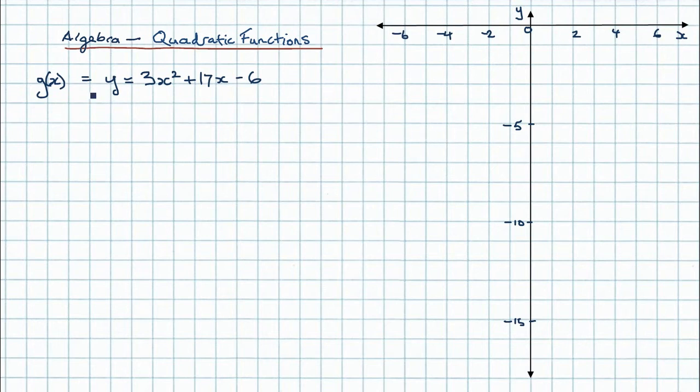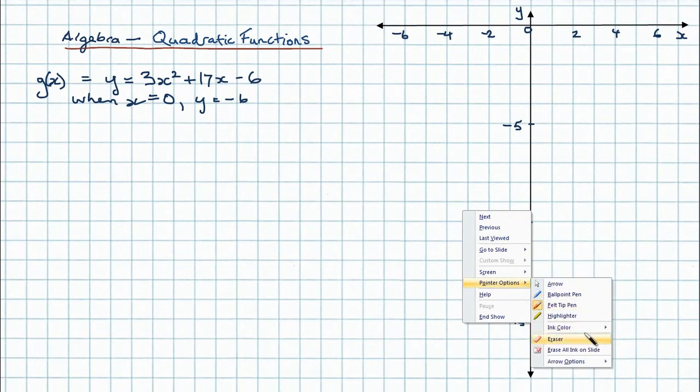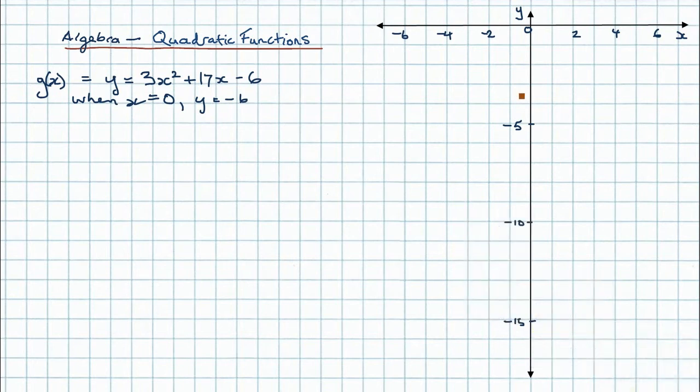Okay, so the first thing we do is we say, well, when x equals 0, y has got to equal minus 6. So I could immediately plot that on the graph at minus 6. So x equals 0, y equals minus 6. So there's my first intercept, my y-intercept. The curve's got to go through there.